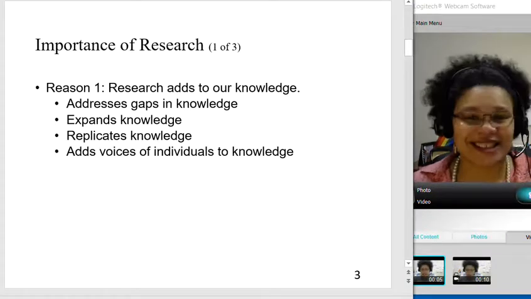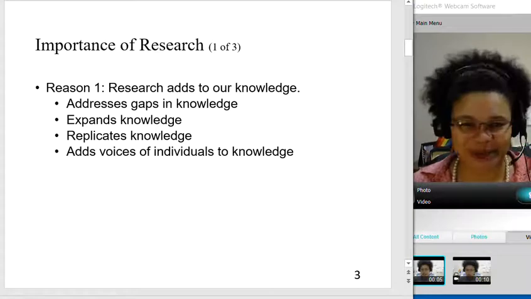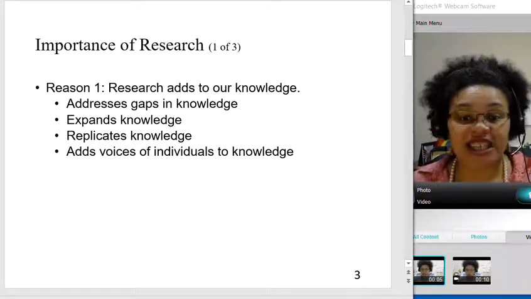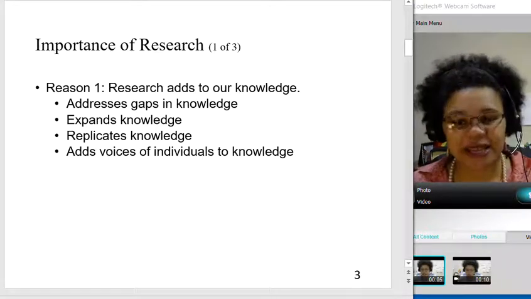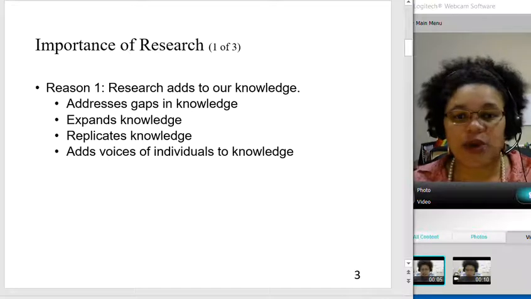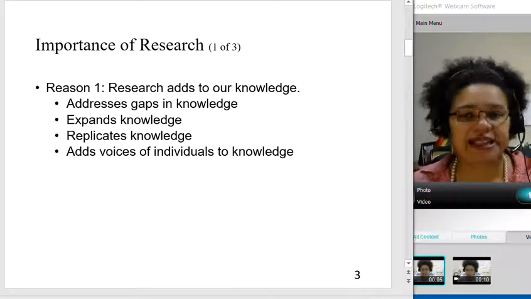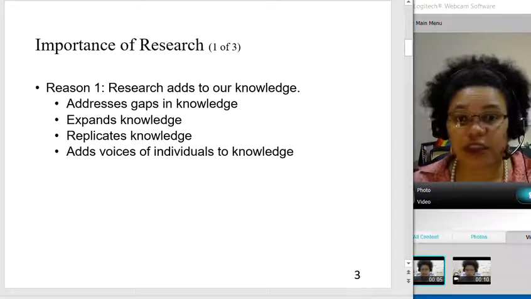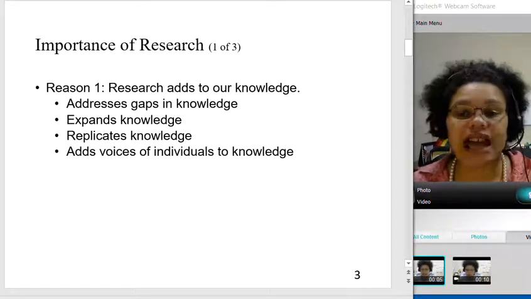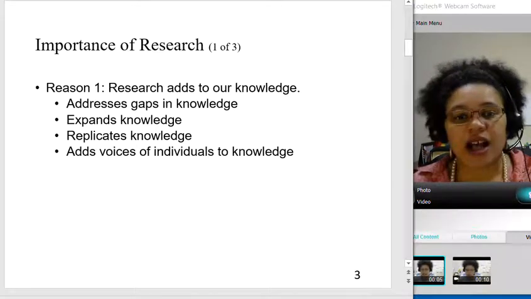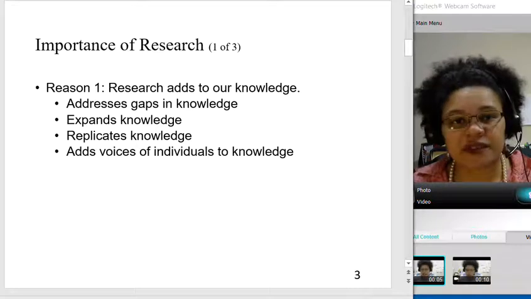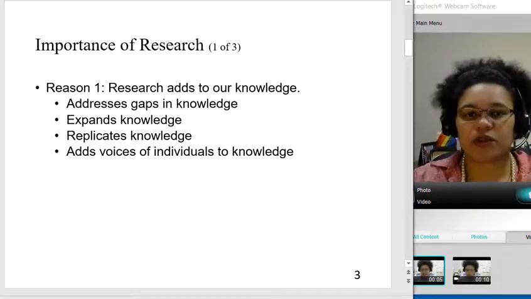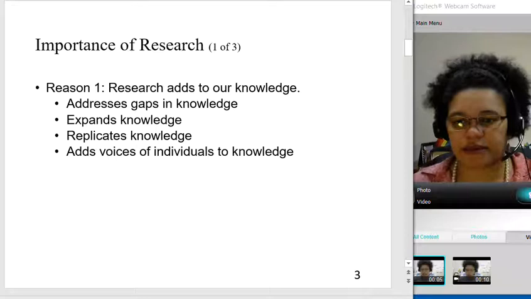So why do research? First, to add to our knowledge, to address gaps in what we know, to expand, to replicate what others have found out, or to add the voices of specific individuals to the general knowledge base.